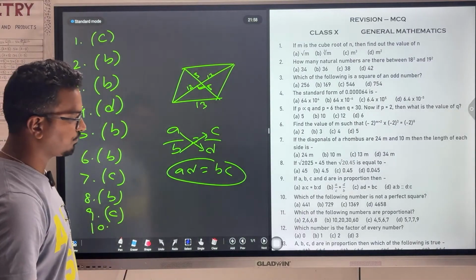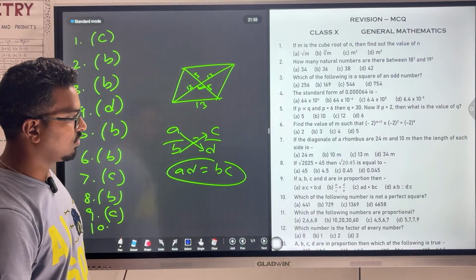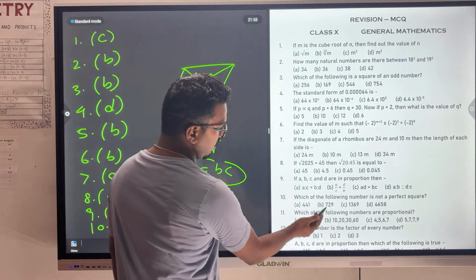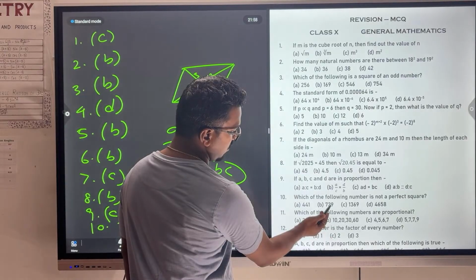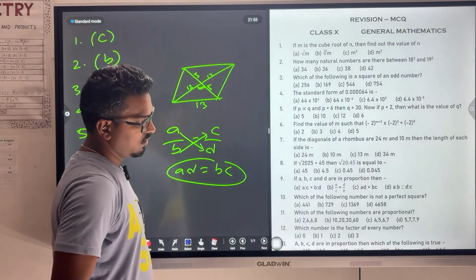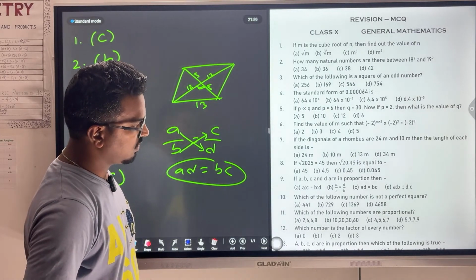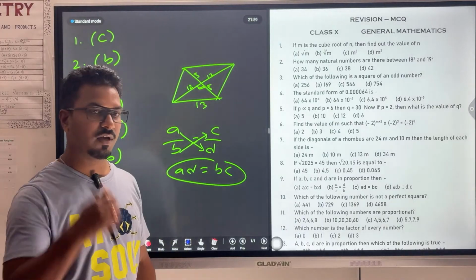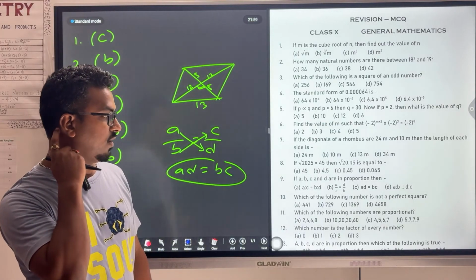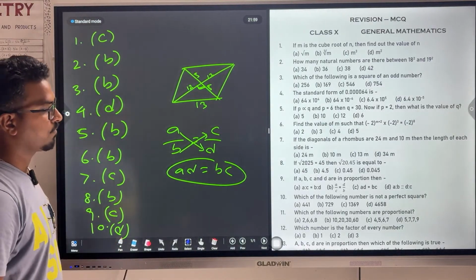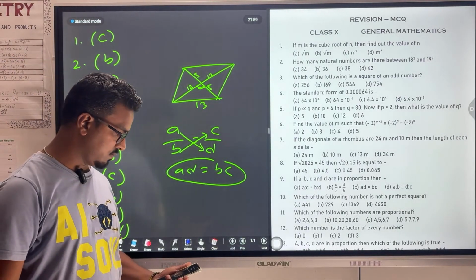Question number 10. Which of the following numbers is not a perfect square? 21, this one is 27, and this will be 37 perhaps. And what is in D? 4658. 4658 is not a perfect square. So what will the option be? Option D. Okay? Option D.